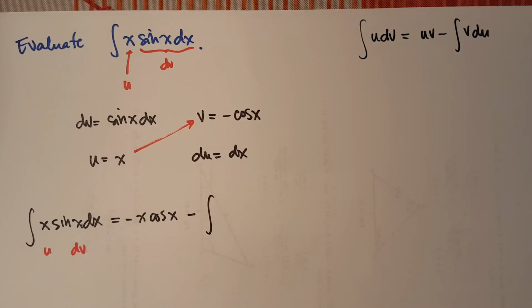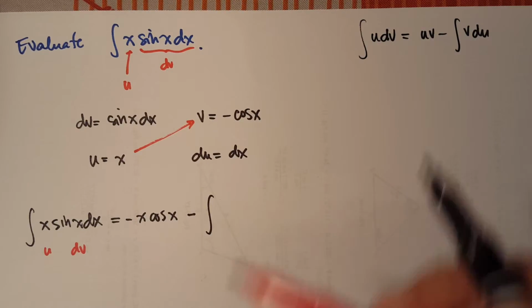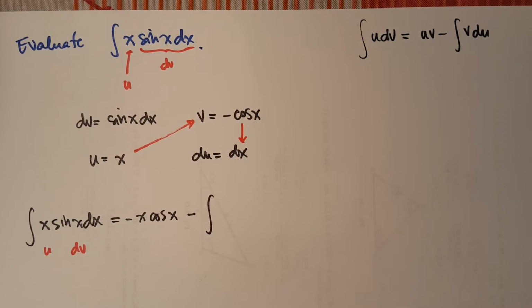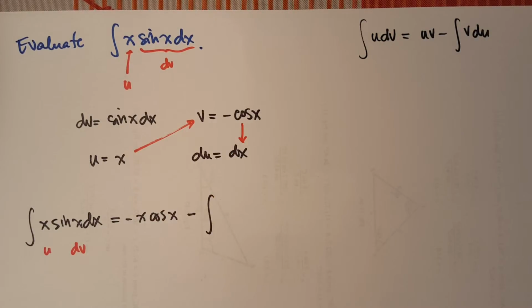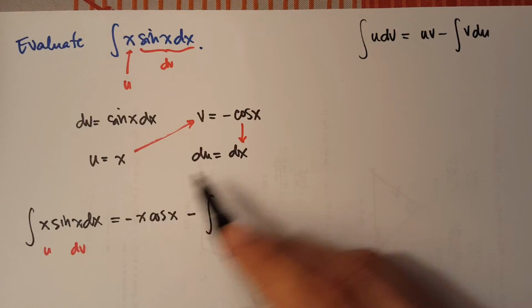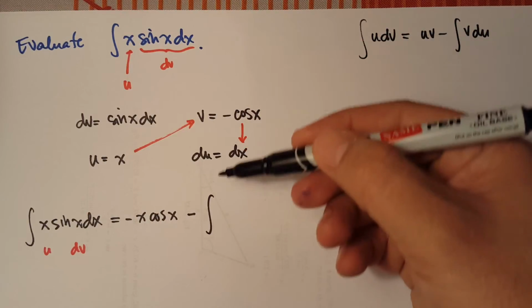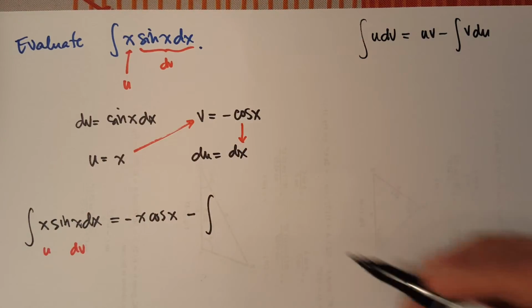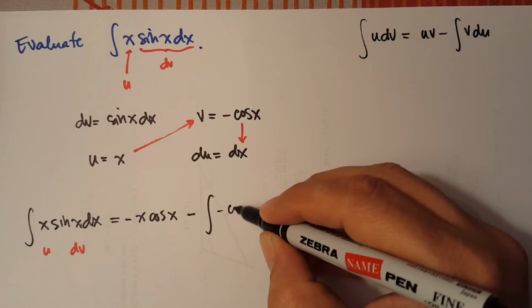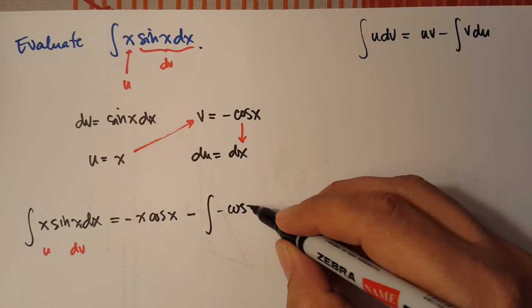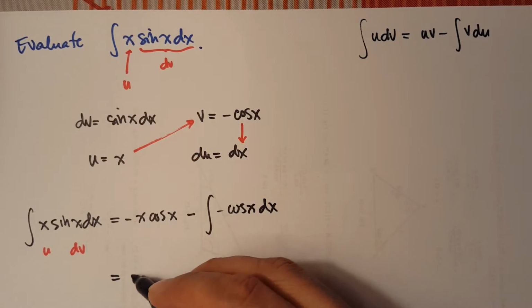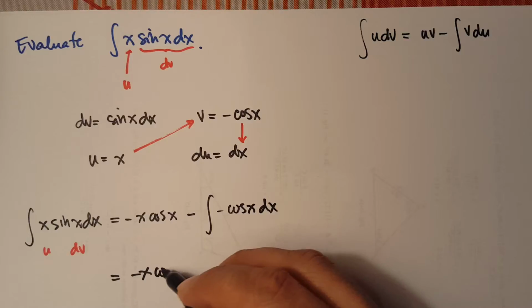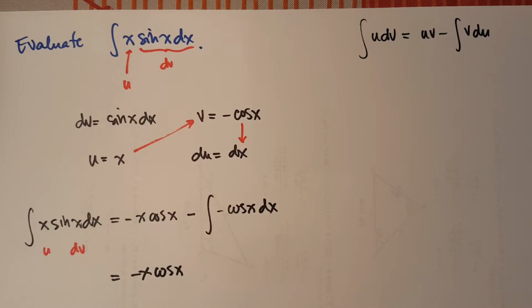So we just go down this way. See this part here? There we go. It's a nice one. You just follow this motion here: u times v minus the integral of v du. So negative cosine x dx. So we have negative x cosine x.